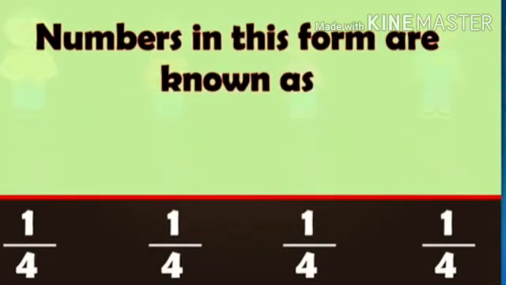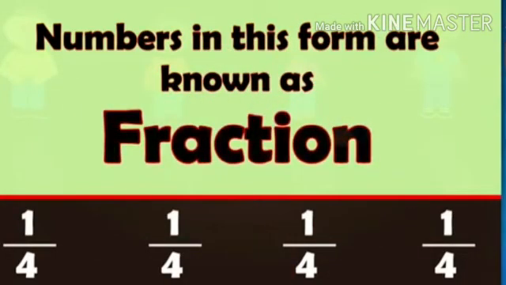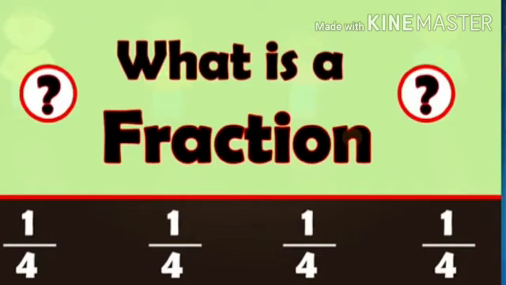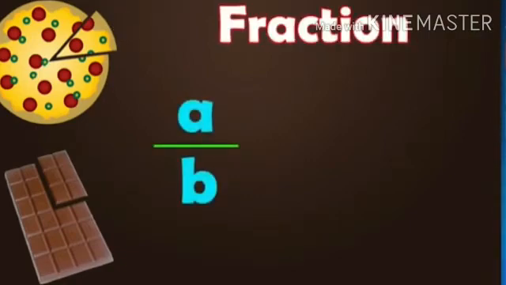And numbers in this form are known as fractions. So, what is a fraction? A fraction, to a layman, is just some part or a piece of something. The numbers of the form a by b are called fractions. Let's learn something more about fractions.